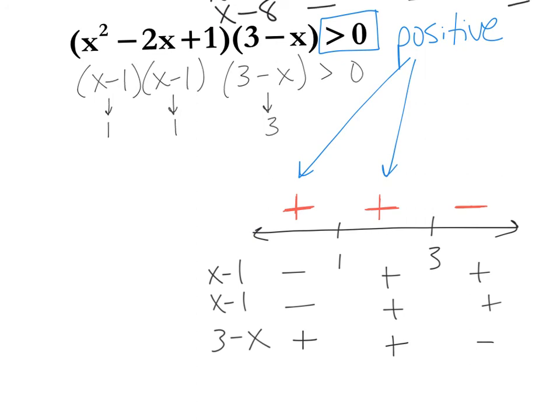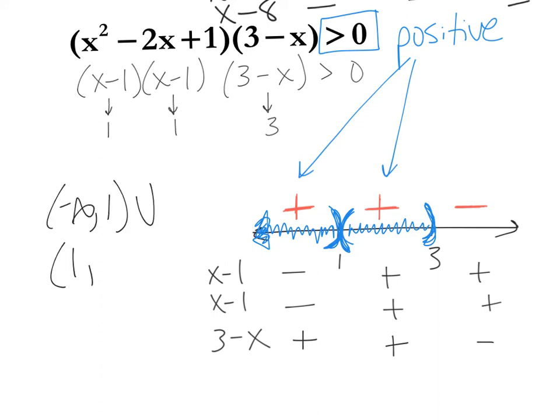So if I plug 1 into this equation up here, I would get it equal to 0. So I cannot include 1, which means I need to have a parenthesis here and a parenthesis here, because 1 is not included in this interval. And I'm shading here, and I'm shading here. So I have 2 sections. My answer for this one is going to be negative infinity until 1 and 1 to 3. And there's my answer for that.